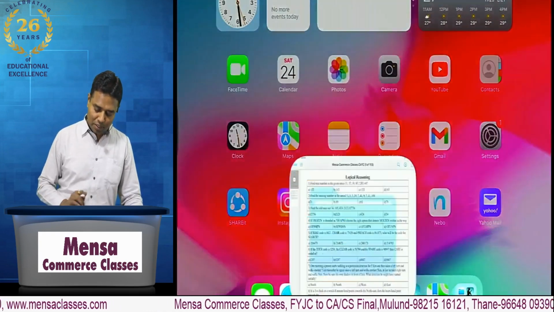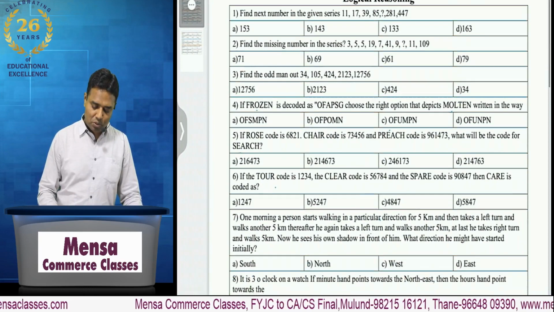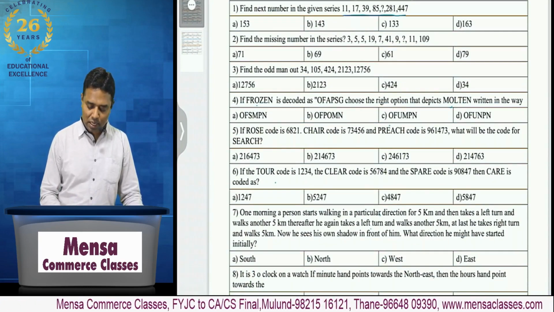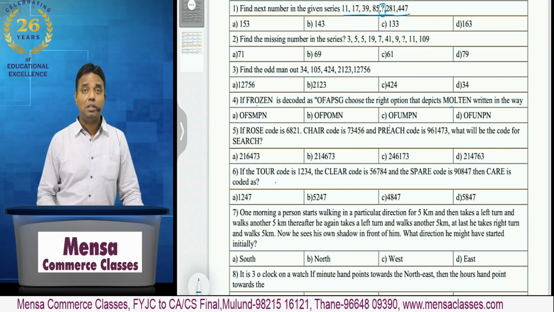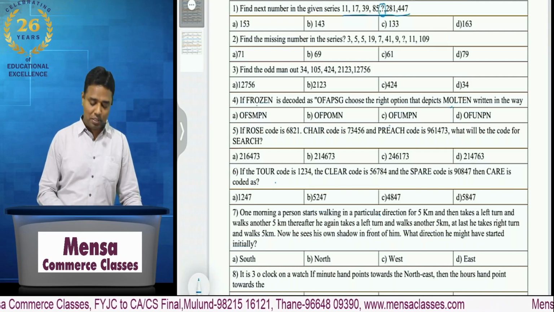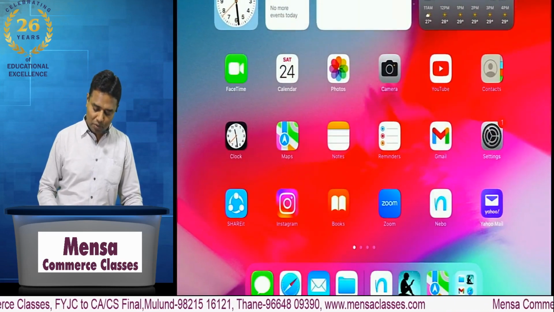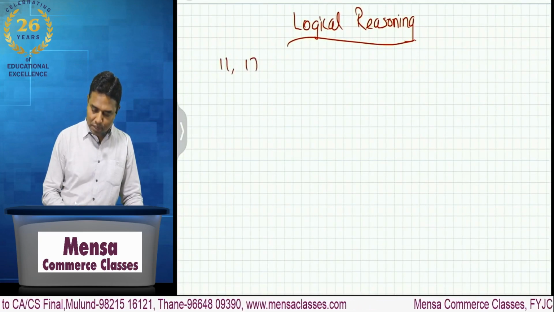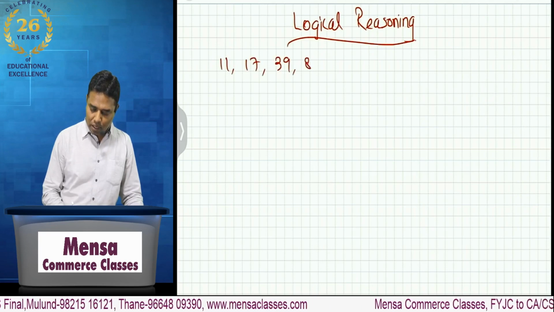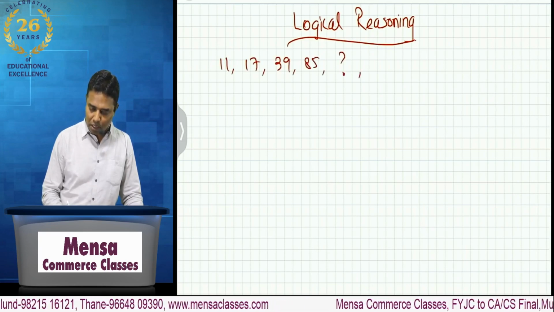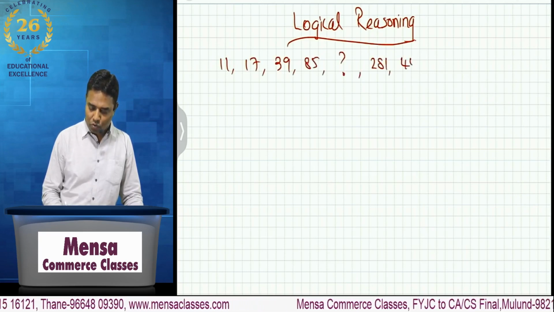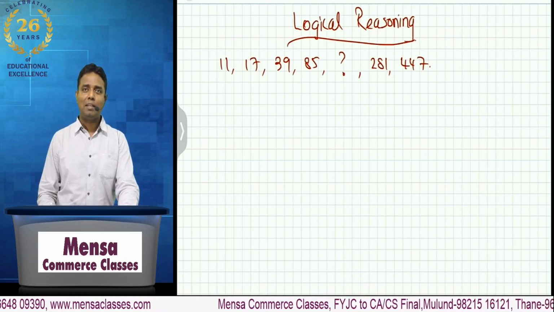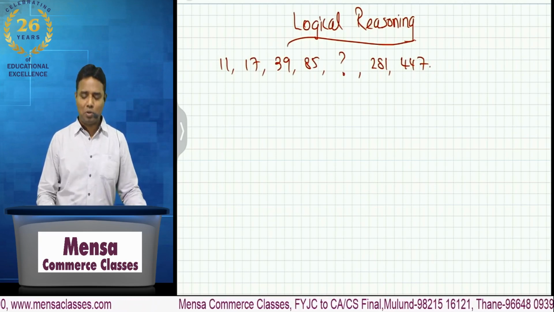Let's pick the first question. Find the next number in the given series. There is a given series and you are supposed to find the missing number. Let's write the question: 11, 17, 39, 85, question mark, 281, 447. If you observe carefully, what is the pattern followed here?